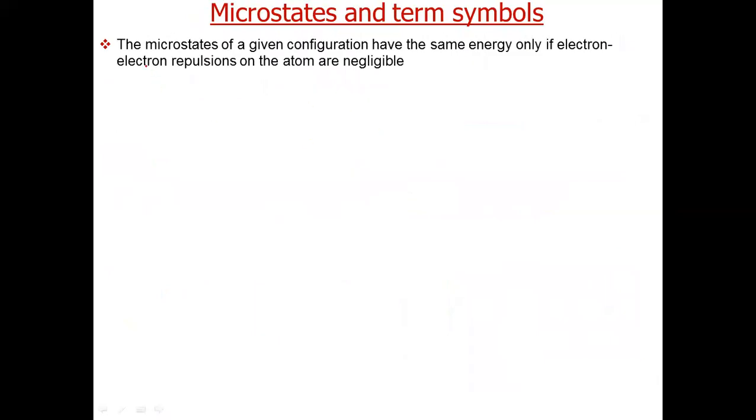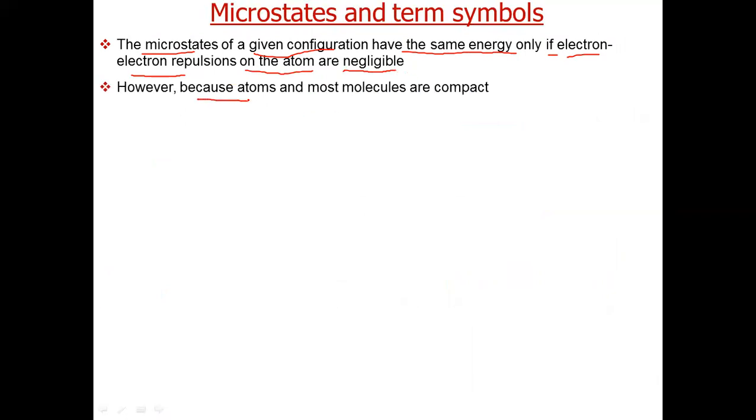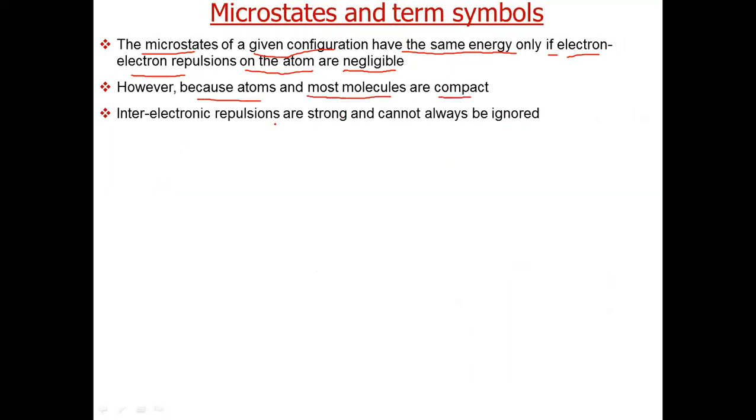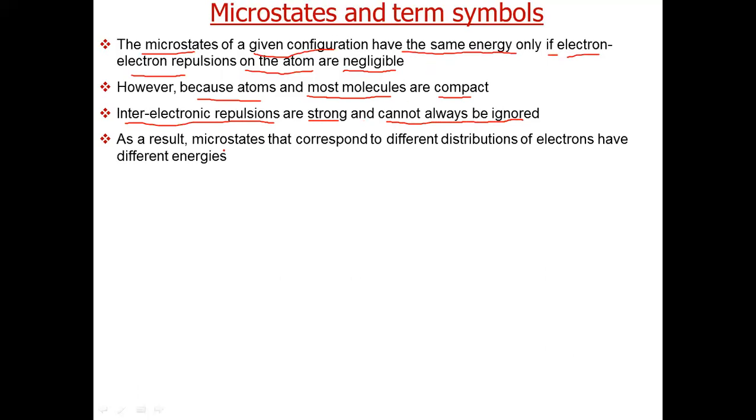Now, the microstates of a given configuration have the same energy only if electron repulsions on the atom are negligible. Then they will have the same energy. But as we know, atoms and most molecules are compact and small, so inter-electronic repulsions are strong in these cases and we cannot ignore them. That means all these microstates will have different energy. The microstates that correspond to different distribution of electrons have different energies.